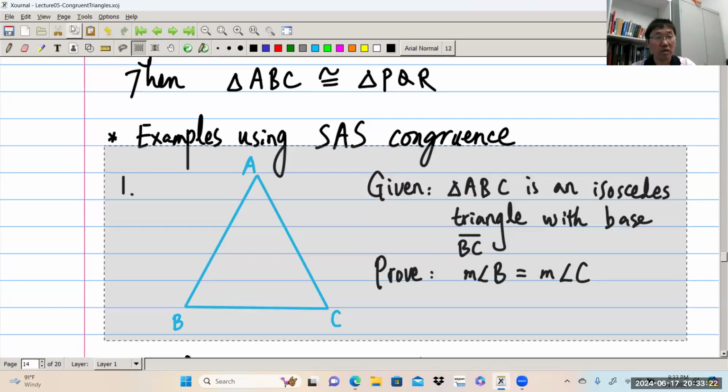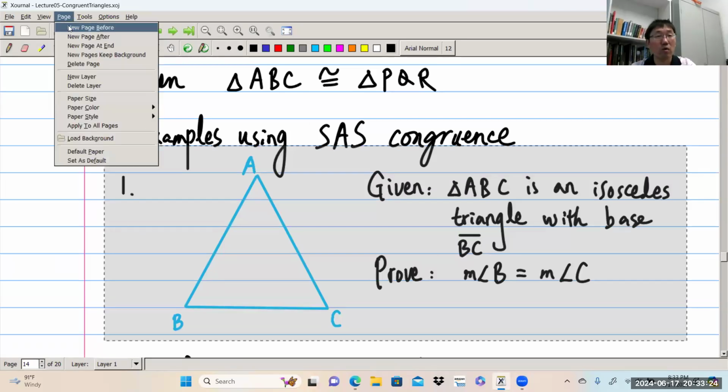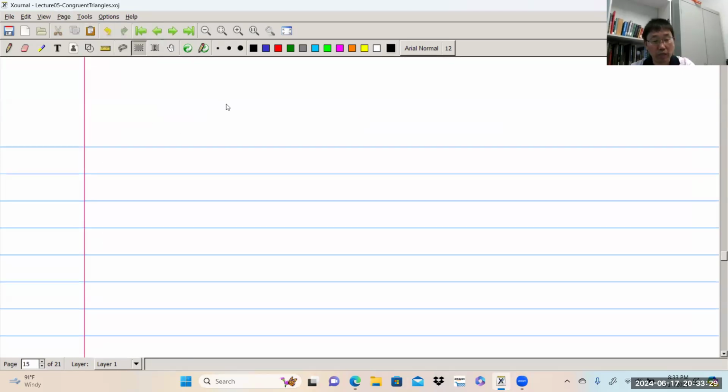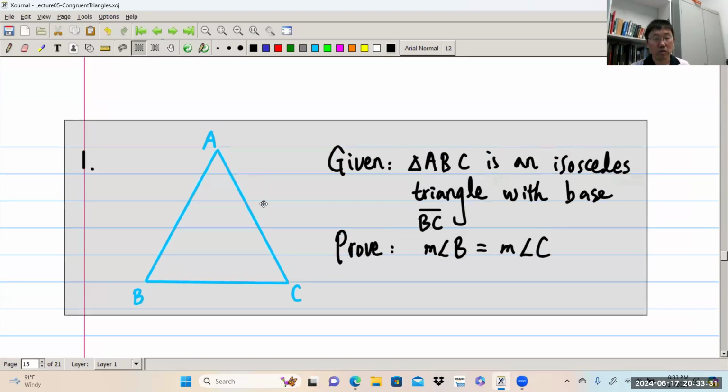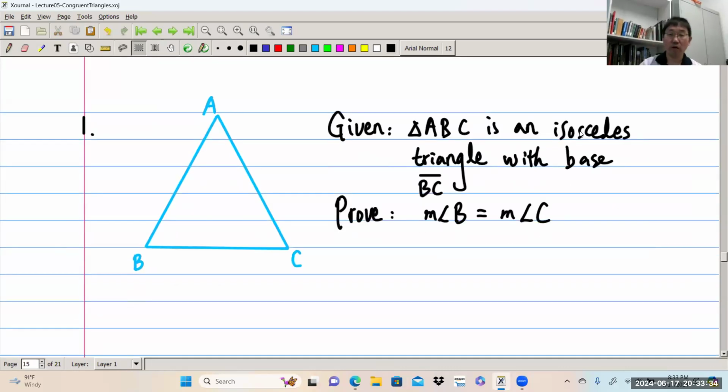Think about it. Again, we need to use auxiliary lines or auxiliary segments, okay? How to draw an auxiliary line to finish this proof? I want you to prove angle B and angle C are congruent by the SAS congruence postulate. So how to do that? Any idea how to do this?